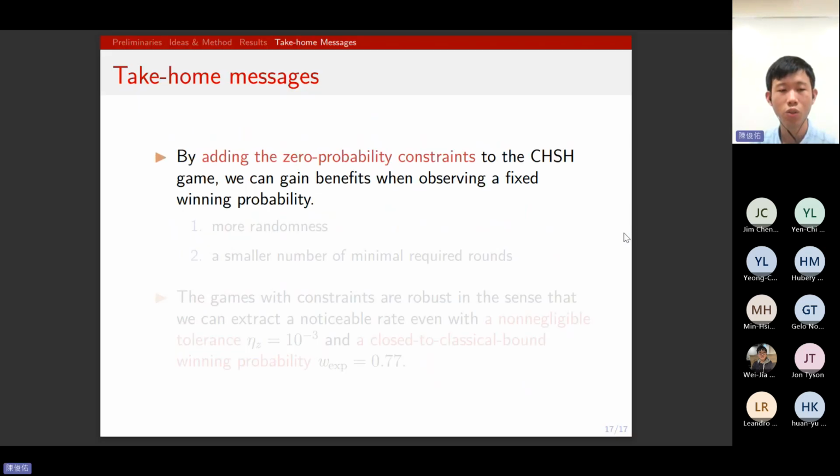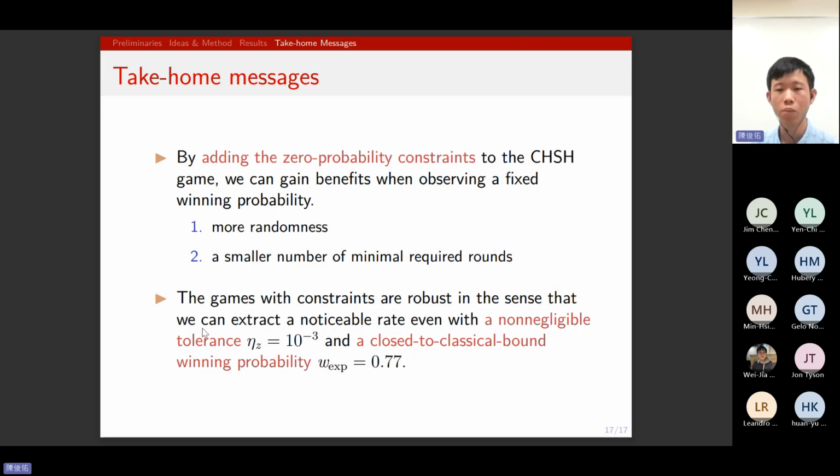I'm going to end with two take-home messages. The first one is that adding the zero probability constraint will really benefit the randomness generation task. We can gain the benefits in two points: first, we can generate more randomness, and secondly, we can get a smaller minimum required number of rounds. The second message is that even if we consider a more realistic case, for example, a non-negligible zero probability tolerance, eta_z equal to 10 to the minus 3, and a winning probability close to the classical bound, 0.77, we can still have a noticeable rate.